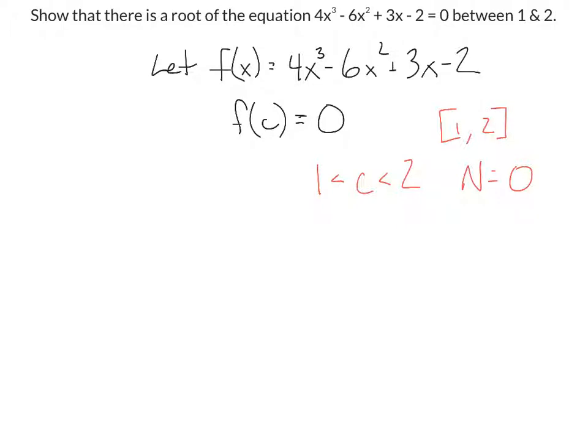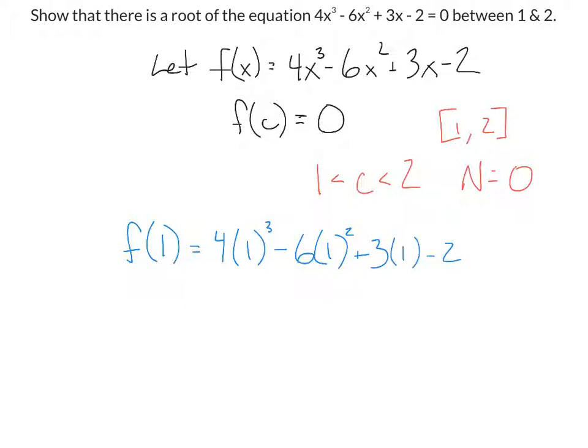So I'm going to do f of 1, and we'll see what we come up with. So that's 4 times 1 cubed minus 6 times 1 squared plus 3 times 1 minus 2. 1 cubed is 1 times 4 is 4. 1 squared is 1 times negative 6 is minus 6. Plus 3 minus 2. And we get the result of negative 1.